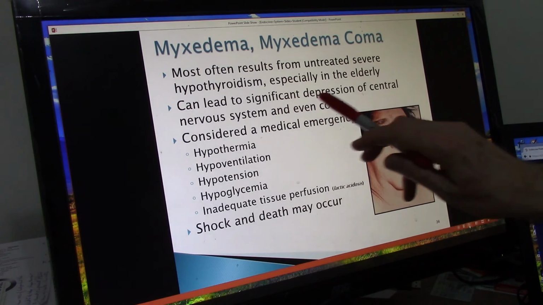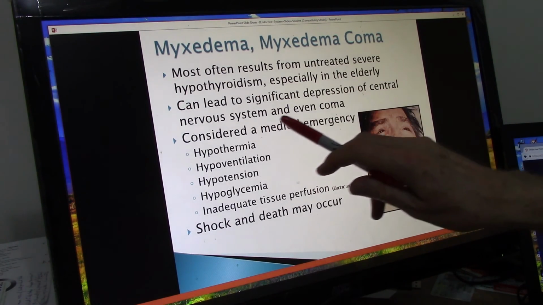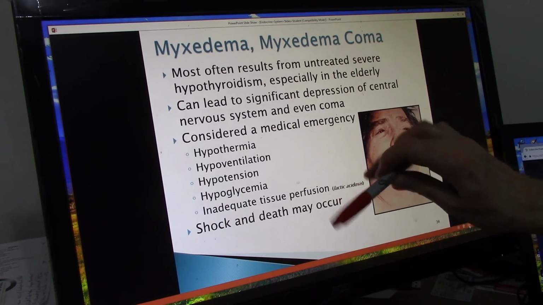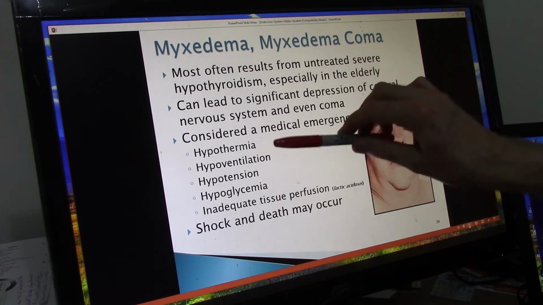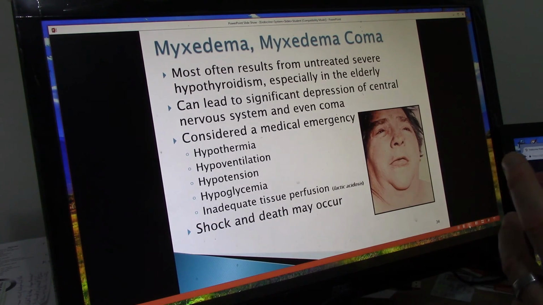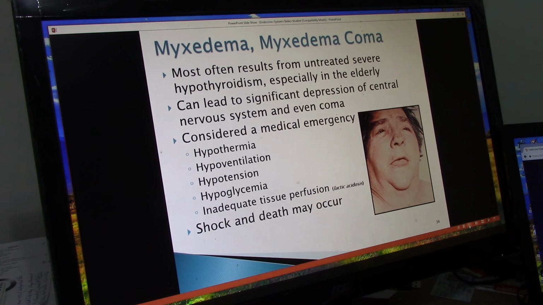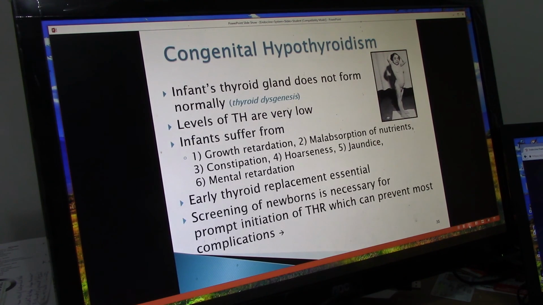It can result in central nervous system depression and coma, and it can produce all of these other negative effects. Now, just imagine that if you have this edema building up around your heart, what problems that could produce in the heart itself. So this is a really life-threatening condition if it's not addressed.